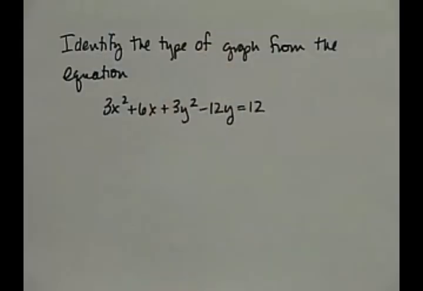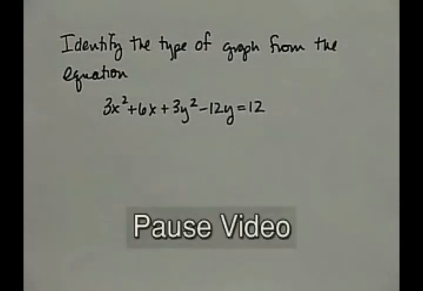Well, why don't you try one like this? Here's what I want you to do. I want you to identify the type of graph from the equation, and we have the equation 3x squared plus 6x plus 3y squared minus 12y equals 12. Pause the video and try this one.